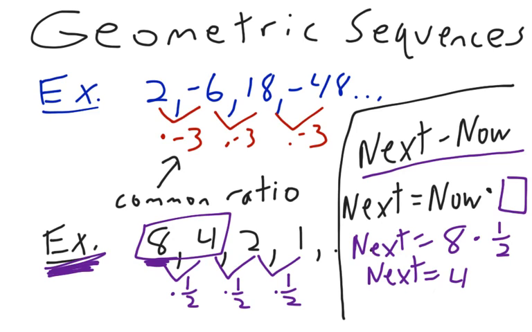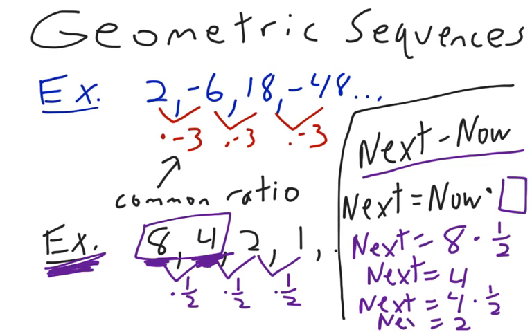Now we could repeat the same process again. So we'd write next equals now times 1/2. What's our now number now? That sounds funny to say. It's 4. So now we're with 4, and we want to get to the next number 2. So 4 times 1/2, and that gives us 2.